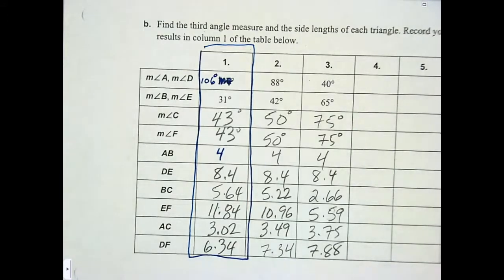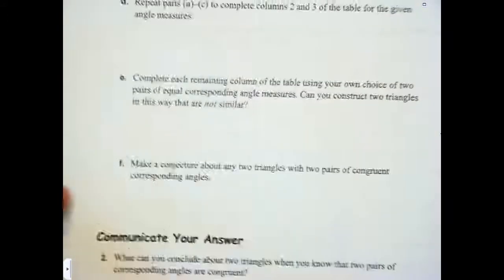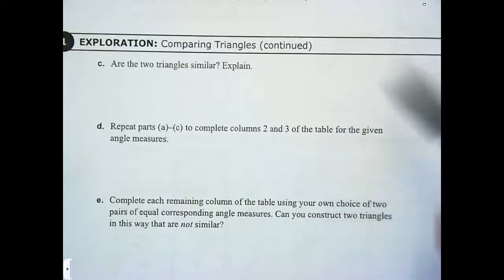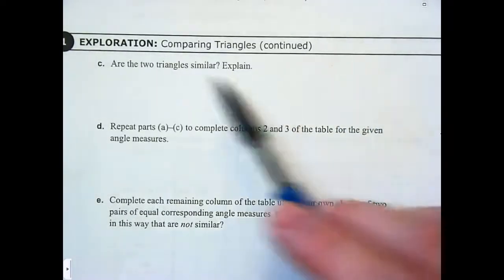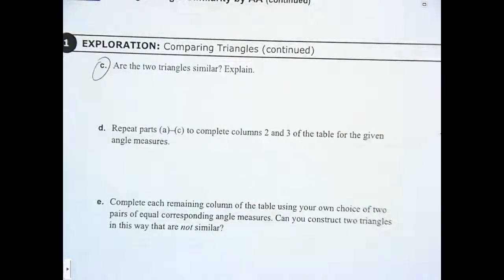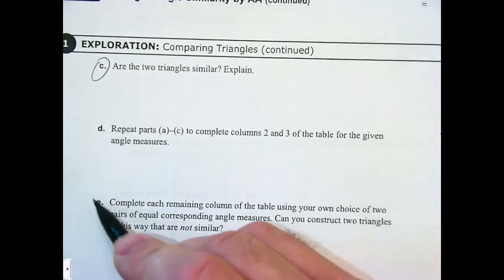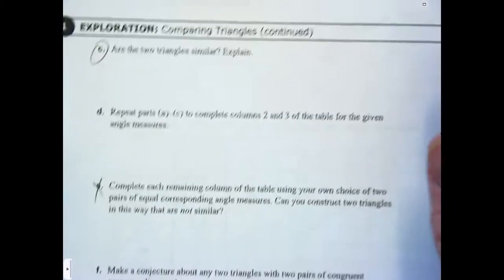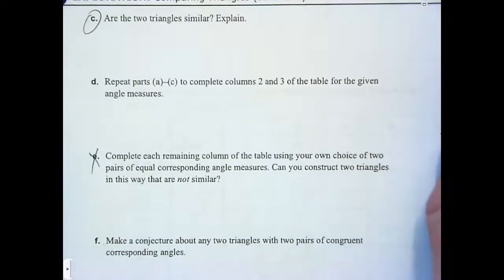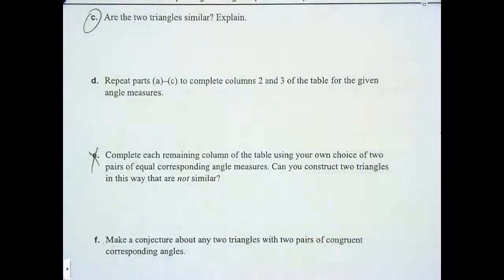Let's go ahead and take a look at the rest of the exploration. You've already completed parts C and D. Well, you can answer part C. You actually need to answer part C. We're not going to necessarily do that one if you haven't got there yet, but I want you to make a conjecture. So answer question C. Make a conjecture on part F there.